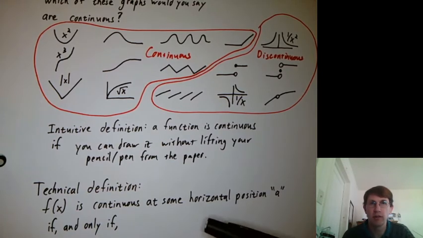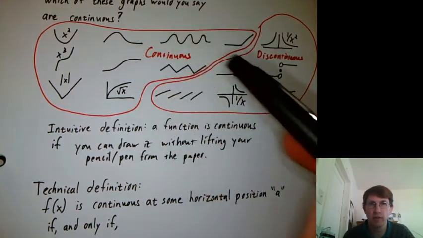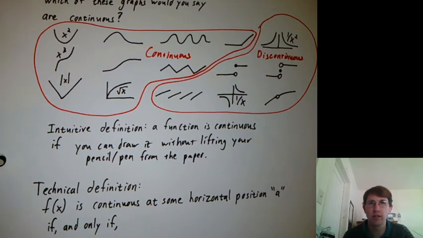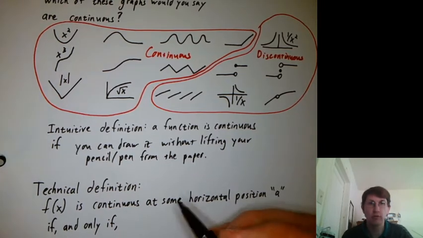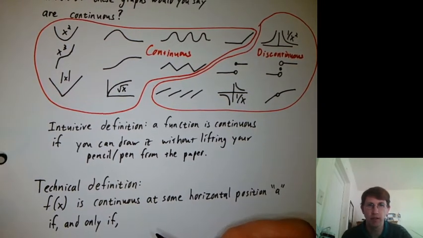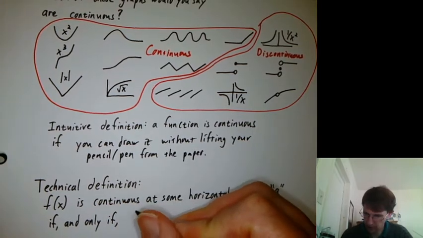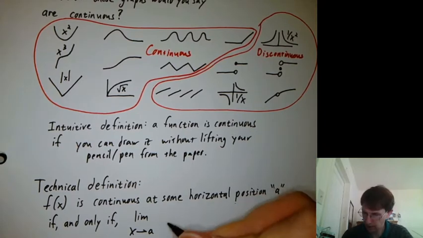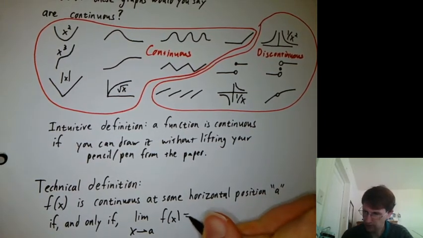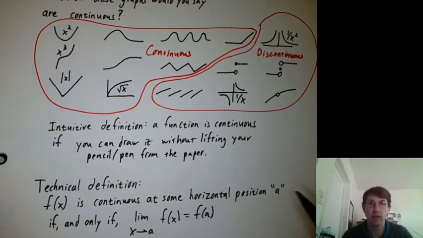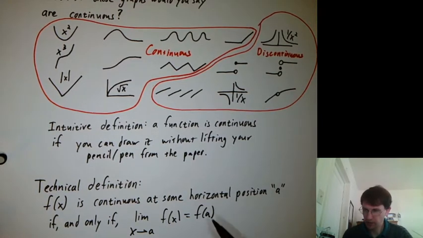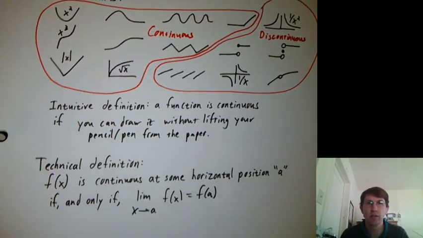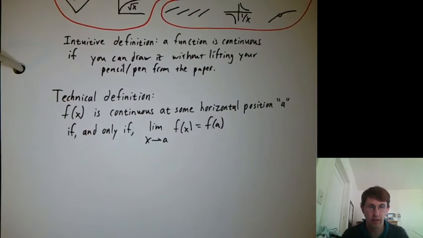We know we're in the chapter involving limits, so what can we say about what limit things are going on here? We'll say f is continuous at some horizontal position A if and only if what? Something about a limit. So we could say the limit as x goes to A, that horizontal position A, of f of x equals f of A, which seems like a fairly straightforward statement, but there's actually three big things going on there.